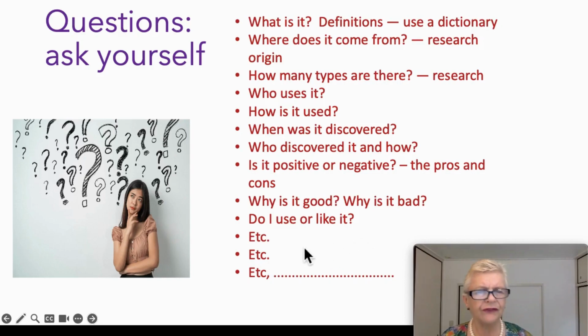Etc. So questions can really help you to put a presentation together, and your answers probably will help your audience a lot, because they will have questions about your topic too. So in your presentation, if you answer questions, then your audience will be very pleased with your presentation.